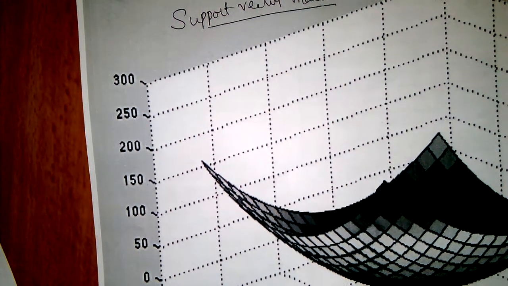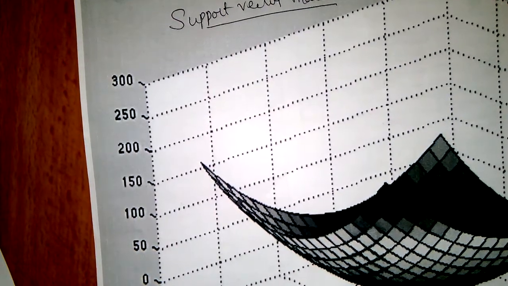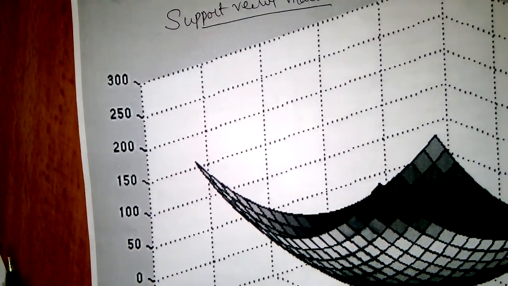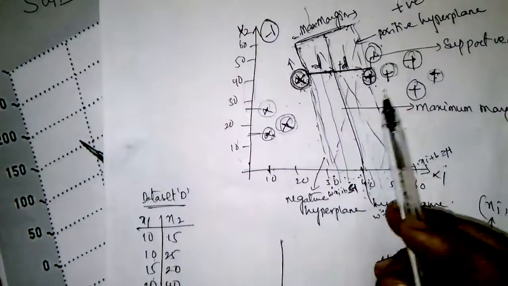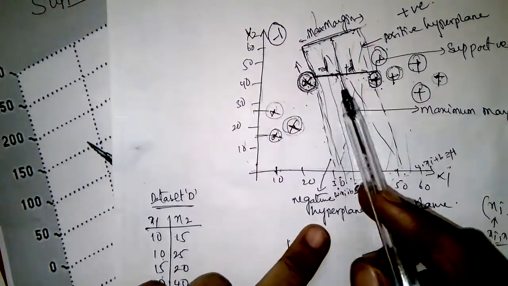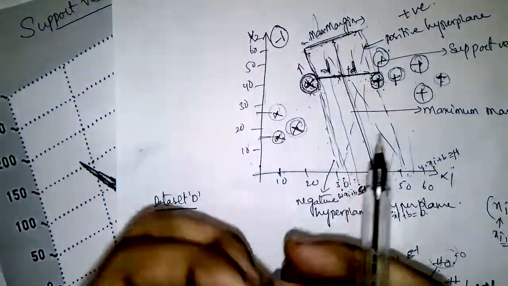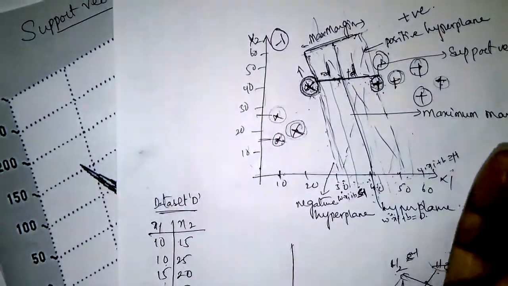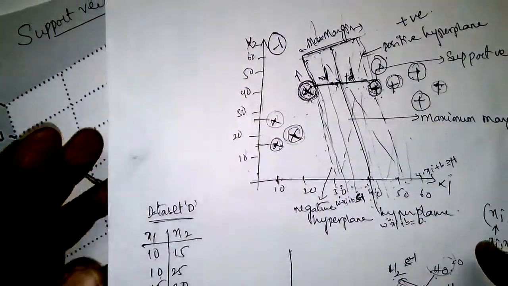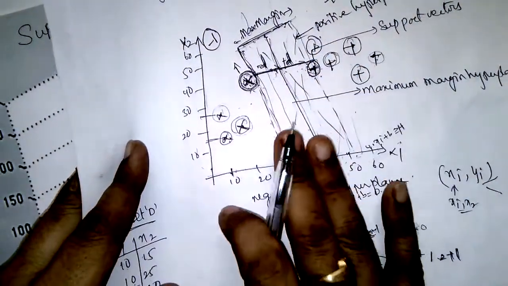Hello students, in this video we will discuss non-linear support vector machines. In linear support vector machines, the data is linearly separable by using a hyperplane. Vectors belonging to the same class are grouped on one side and the other class on another side, so we can easily separate them linearly. That is called linear support vector machines.